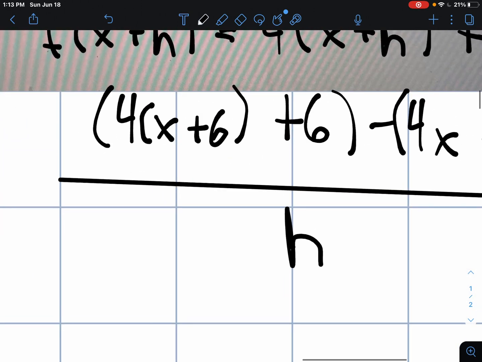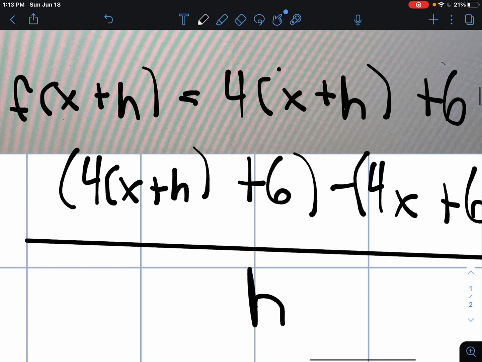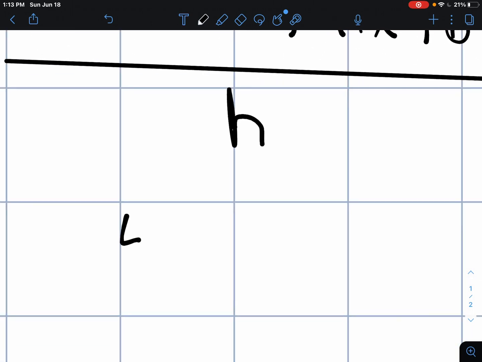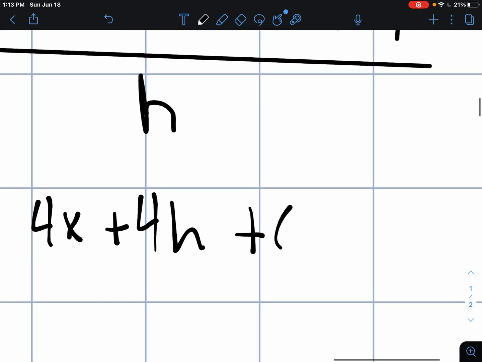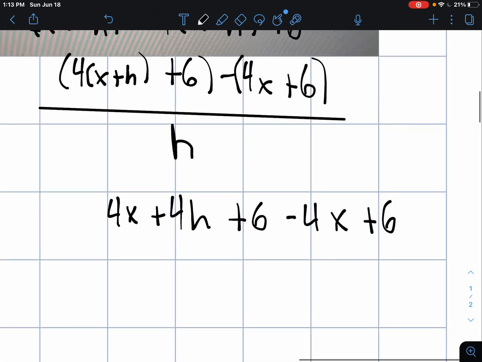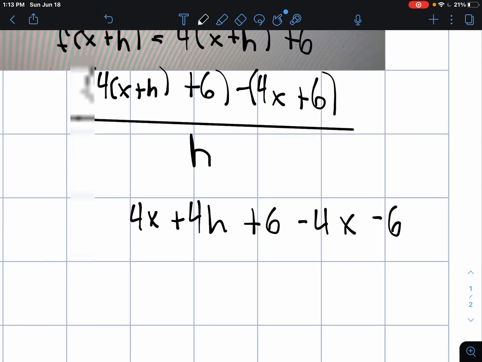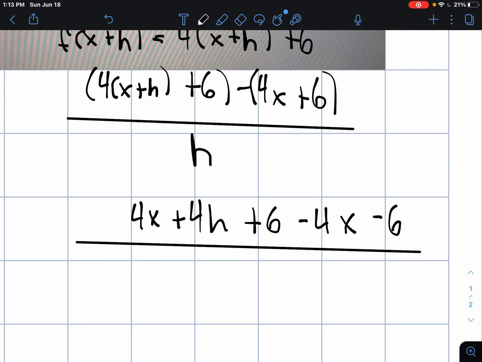Oops, I messed up right here. It's supposed to be h. Okay, so that would be 4x plus 4h plus 6 minus 4x plus 6. And then we can distribute the negative sign right there, all over h.